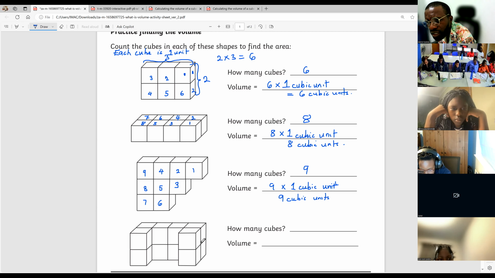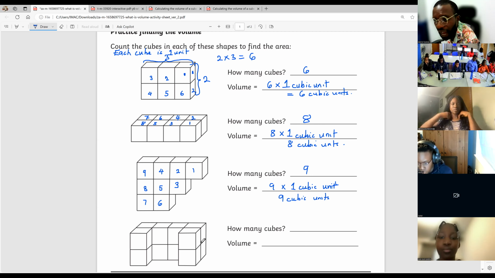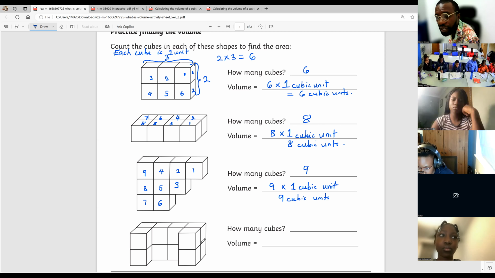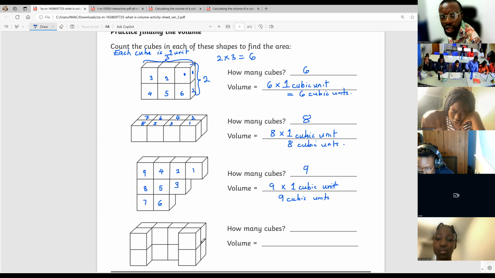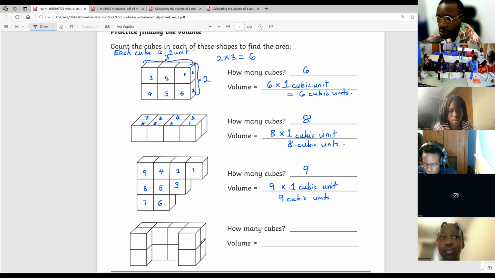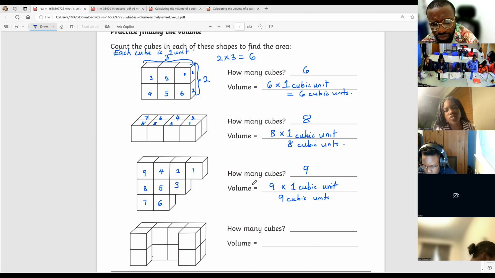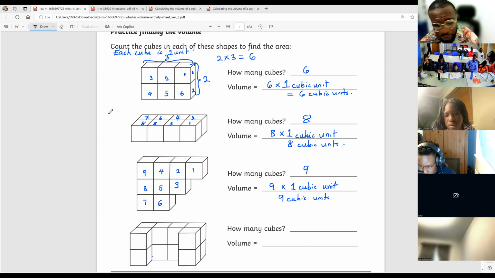No, I understand it. So say each unit was 5 and there are 7 of them. Would that be 35? That would be 5 times 7. Yes, that would be 35 cubic units. But at this level, each of the cubes would be 1 cubic unit. All right. So Dara, how many cubes did you count? I've got 12 cubes.